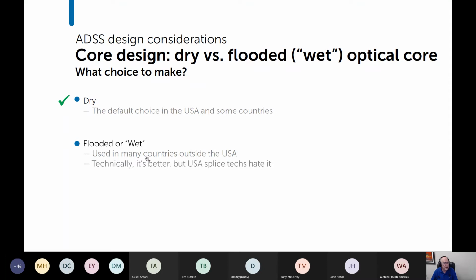Wet cores are still used in countries outside the United States, and I think it's great. As I just said, technically it's better, but in the USA, splice techs hate it, and it would just cause you a lot of headache if you tried to use it. So I've got to say, stick with the dry core, especially if you're American.